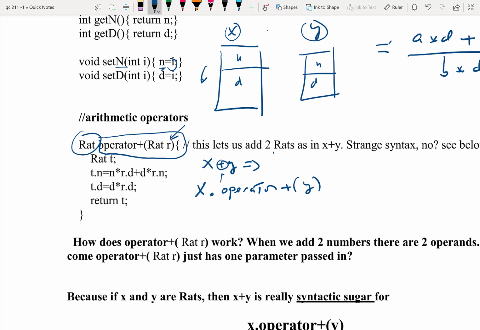Now let me just talk about that expression, syntactic sugar. That is something people talk about all the time in C++.